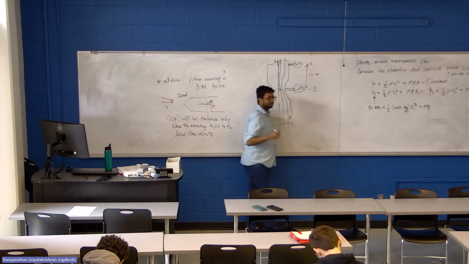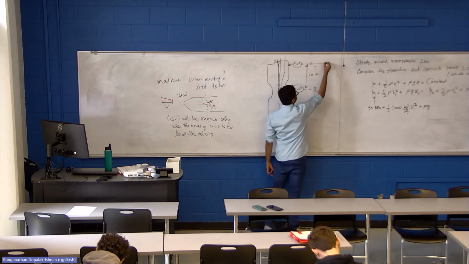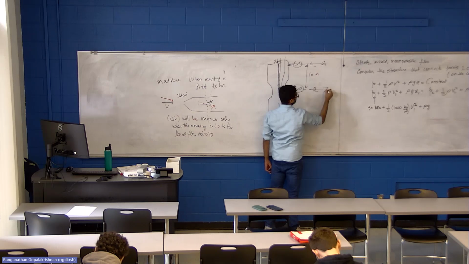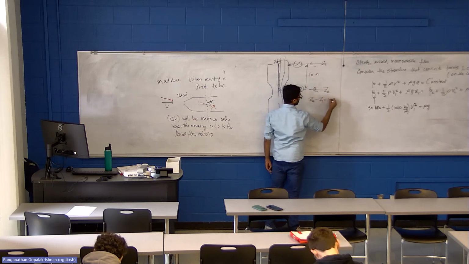Okay. And I can measure height from any plane. I can call this plane Z equal to 0, or in other words, I can say Z1 and Z2 here, and Z2 minus Z1 would be 10 meters.